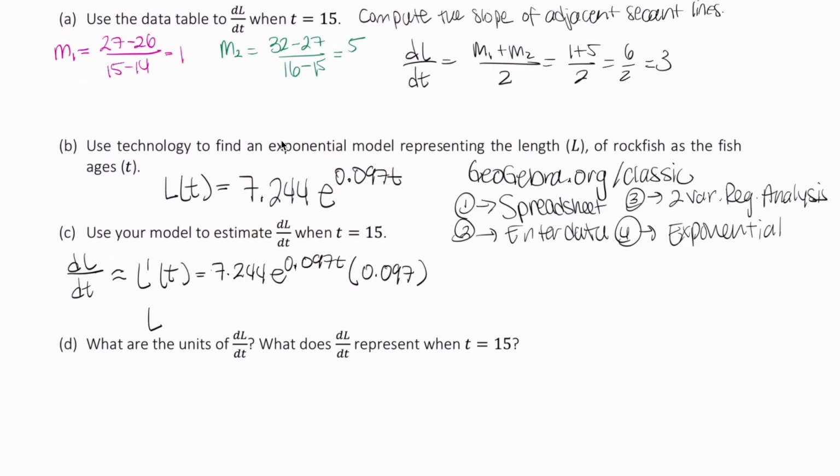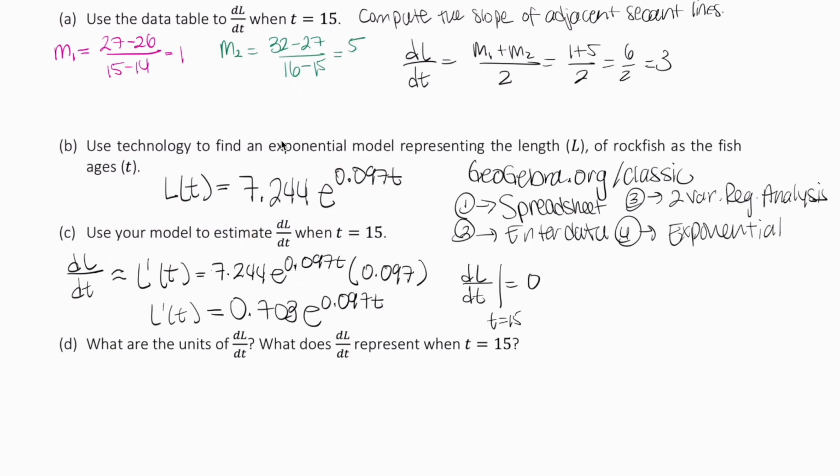And then get a calculator out and multiply this together. You are going to need to know how to do this, so hope you pause your video and get a calculator out. L prime of t is equal to, and we get 0.703 e, and then our exponent's the same, 0.097t. And we're going to use that now by plugging in that 15 and estimating dl dt when t is equal to 15 this way.